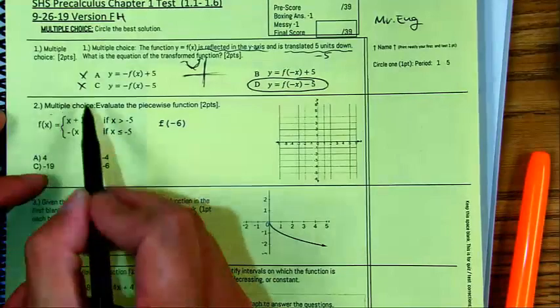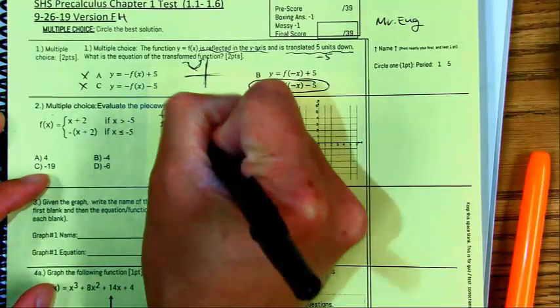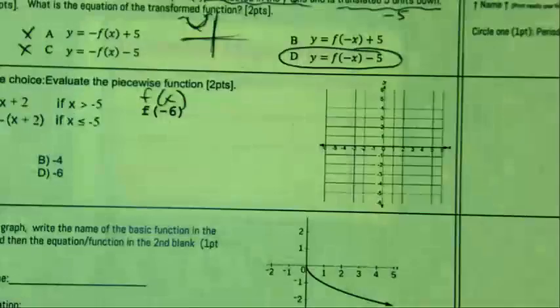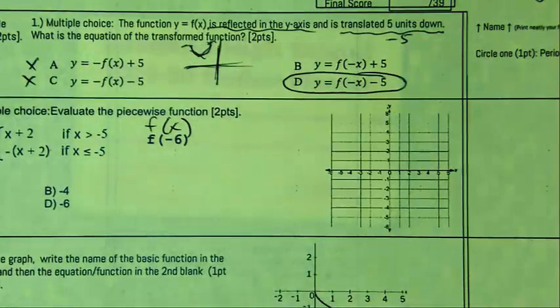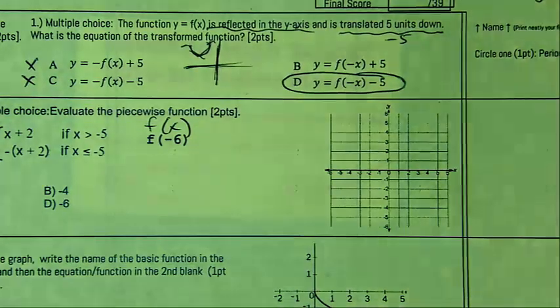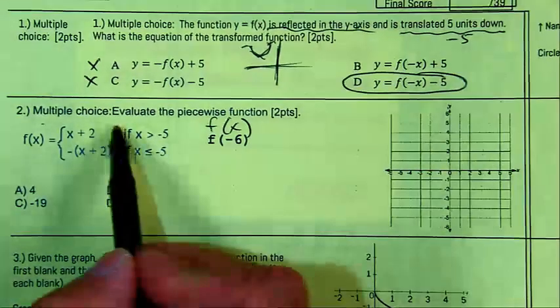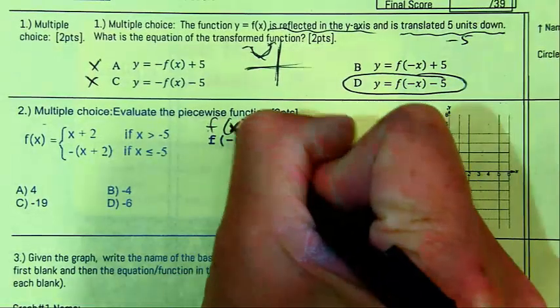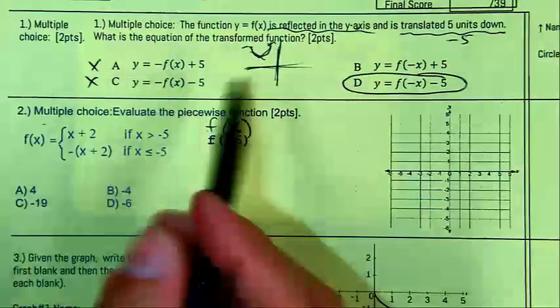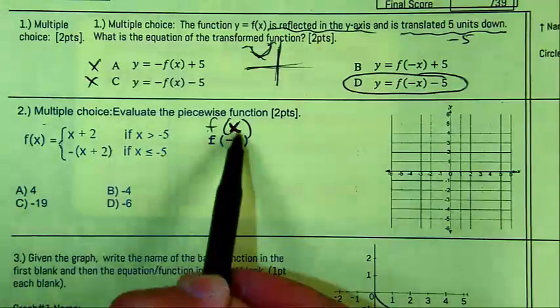Question number 2, evaluate the piecewise function. I told you guys didn't have to use this. It says f of -6, so if you put your x value right there, question number 2 says evaluate the piecewise function, and if you put function notation f of x, you'll recognize that your x value is -6. What does this tell us? When you have a graph, there's two parts of this piecewise function. You're looking for the one where x is -6.